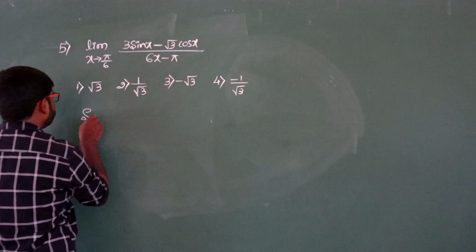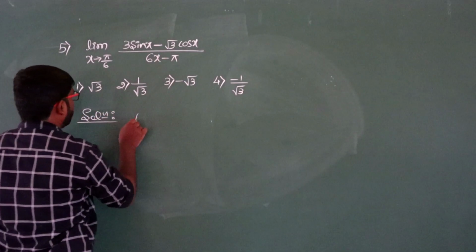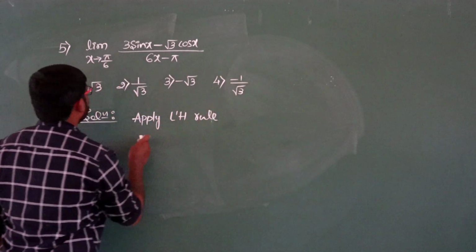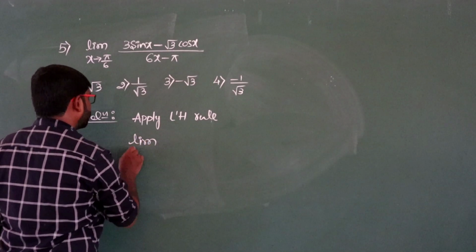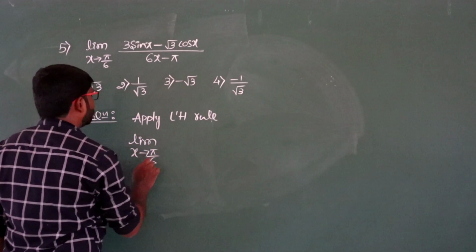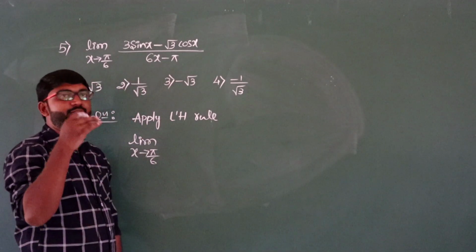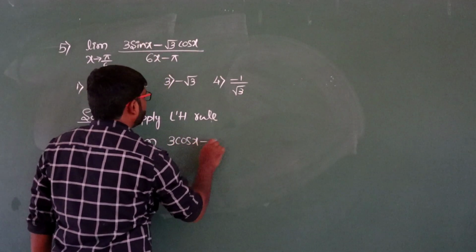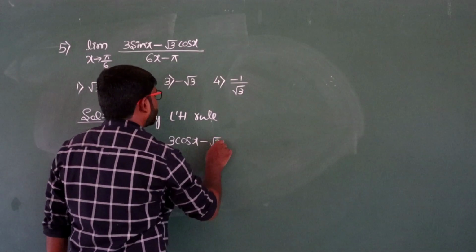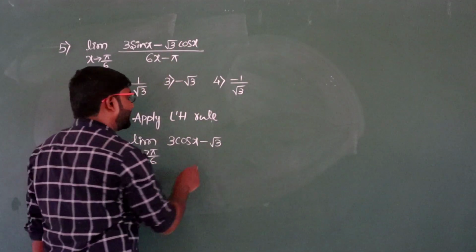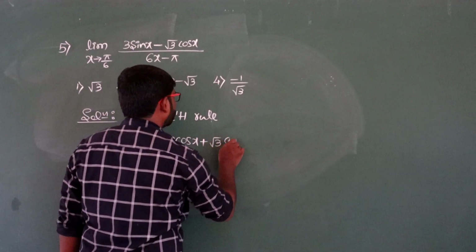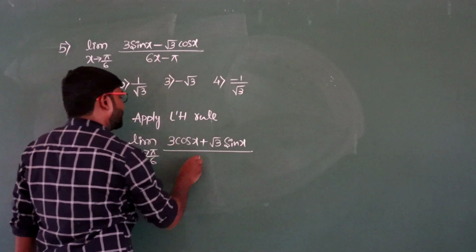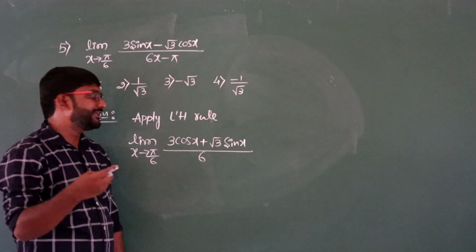So applying LH rule, what do we have? Limit x tends to pi by 6. Now I'll be taking the derivative of the numerator. 3 is a constant, write it as it is. Derivative of sine will be cos, then minus root 3 is a constant, write it as it is. Derivative of cos x will be sin x. So minus sin x, we get minus into minus plus sin x divided by derivative of this will be, so it is 6. Now apply the limit and check.